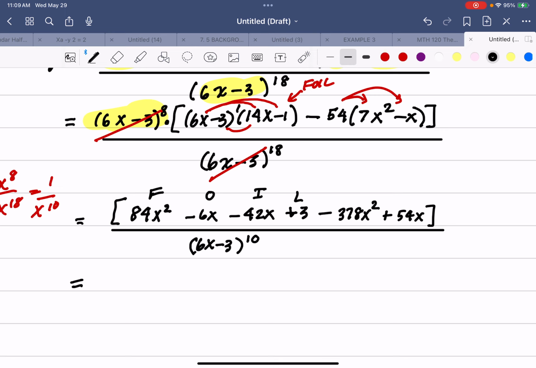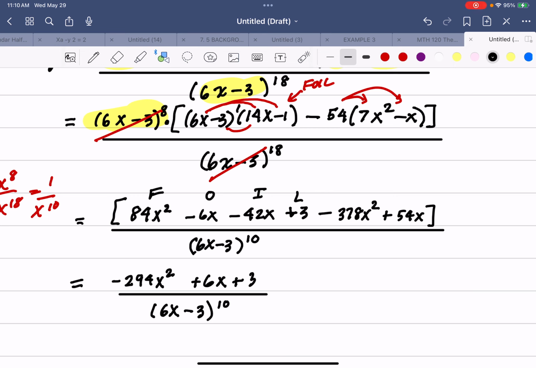So I've got 84 of the x squares minus 378, so negative 294x squared. I've got a minus 6 and a minus 42. That's a minus 48 and a plus 54. So plus 6x plus 3. And all of that is over (6x minus 3) to the 10th. So that's the final answer for my derivative, y prime.